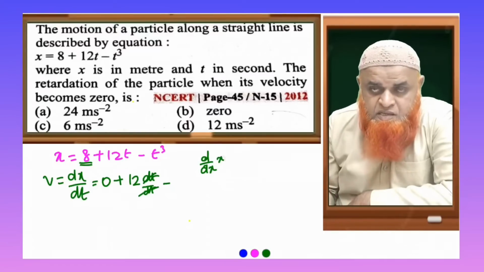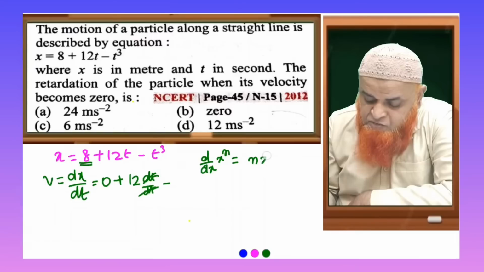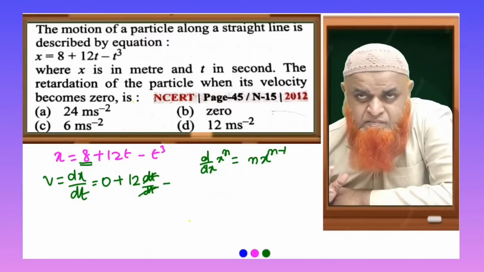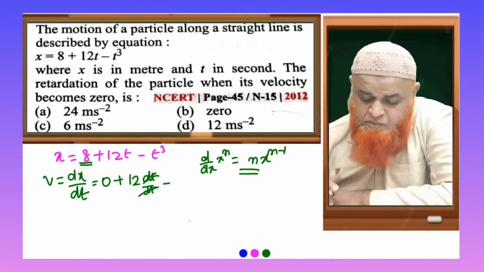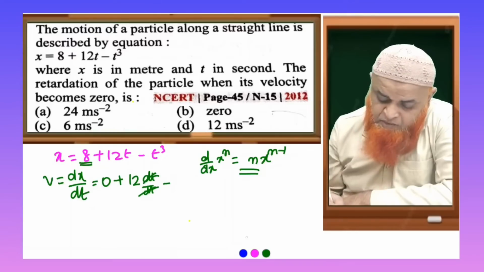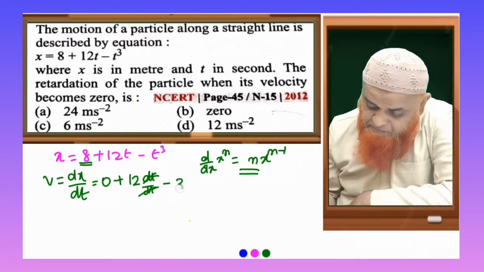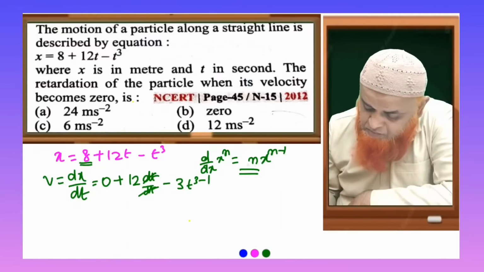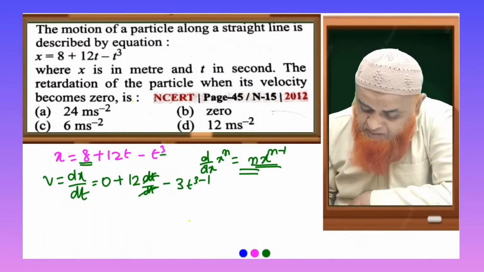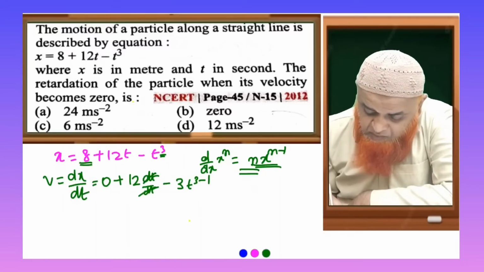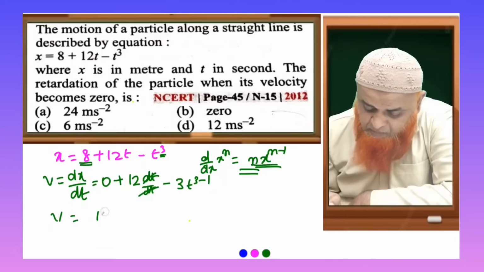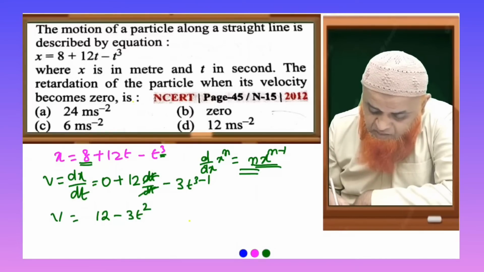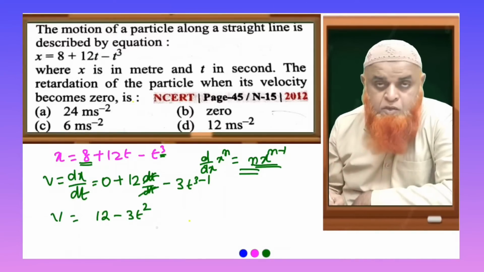Minus. You all know that the formula is d by dx of x power n can be written as n x power of n minus 1. This is the basic formula for differentiation. If you apply this formula here, what are you going to get? It is going to become 3 into t power of 3 minus 1, because here the power is 3. So velocity is 12 minus 3t square, because 3 minus 1 is 2.